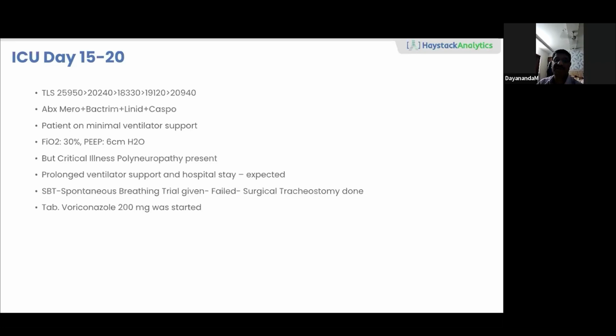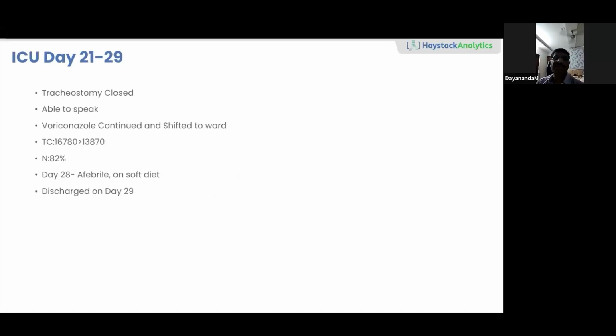Considering that the Fusarium had come positive, we changed the caspofungin to tablet voriconazole, which is economical for the patient as well. Over the next 1 week, the tracheostomy was closed and the patient was able to speak, and she was put on 6 weeks of voriconazole and shifted to the ward. Counts reduced, and on day 28 she was afebrile and on a soft diet. On day 29, she was discharged from the hospital. So this is the patient scenario we wanted to talk about.